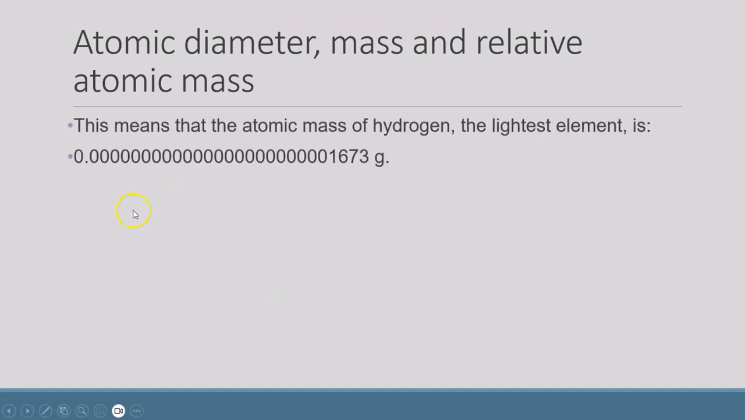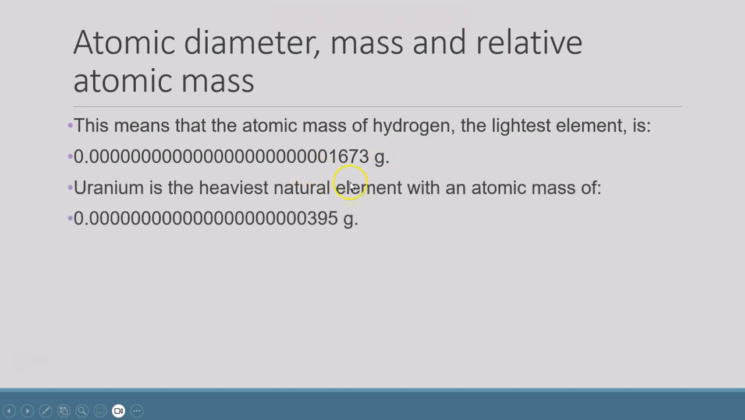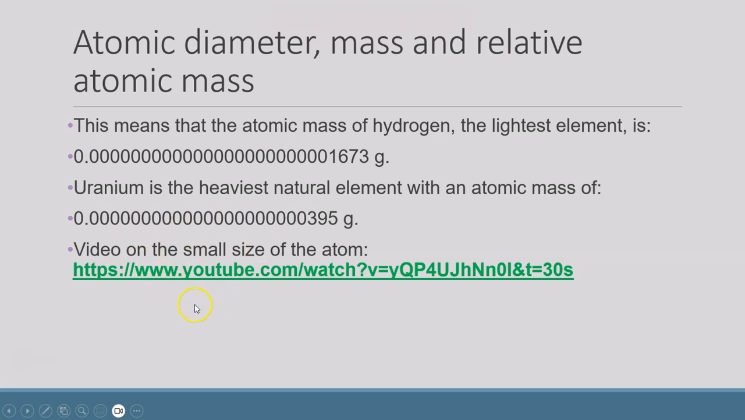So the atomic mass of hydrogen, which is the lightest element in grams, would be this value over here. And uranium, which is the heaviest natural element, will have this many grams in mass. I'd like you to watch this video because it will really help you to conceptualize the extremely small size of the atom. And I'll put the link to this video in the description.